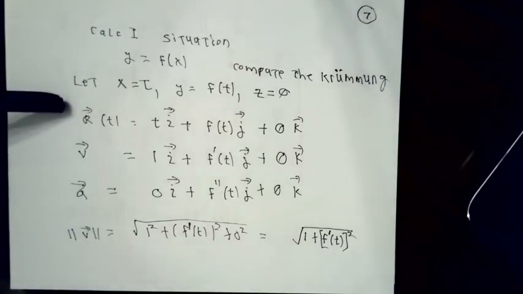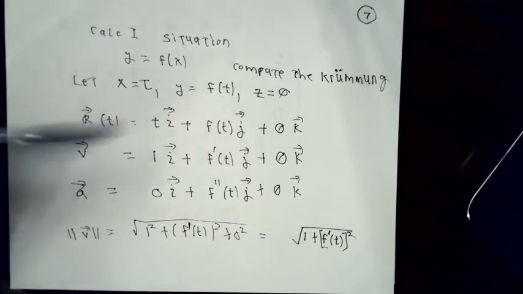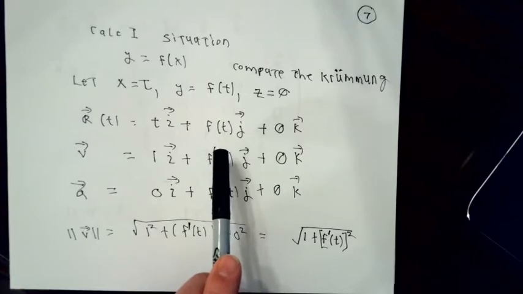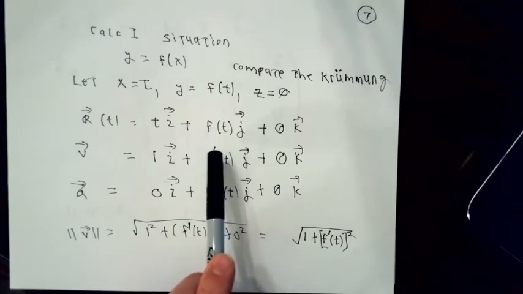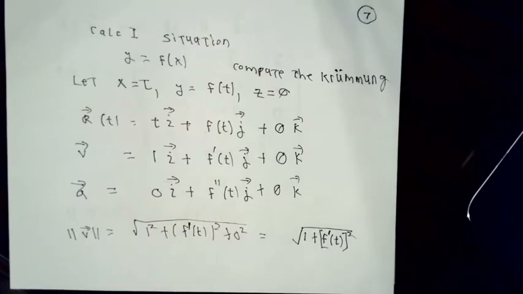My position vector is x times the i vector. That would be t times the i vector, plus f of x, f of t, that is, times the j vector. And since I'm going to be in the two-dimensional plane, 0 in the z direction.